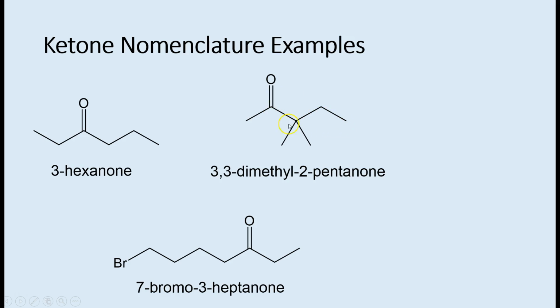2-pentanone. Now my 2-pentanone has 2 substituents on it. Each is a methyl group. Each is attached to carbon 3. 1, 2, 3, 4, 5. Therefore, this is 3,3-dimethyl-2-pentanone.